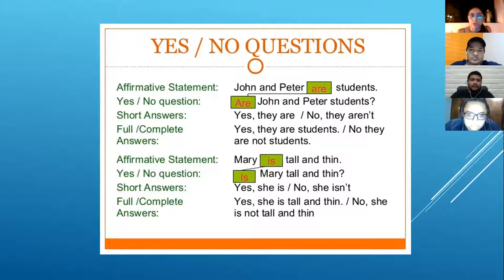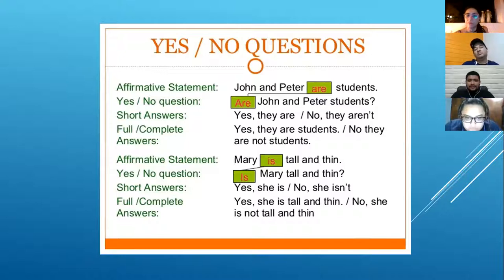Valdo, can you read block number 2, please? Affirmative statement. Excellent, yes. Mary is tall and thin. Very good, yes. Yes or no question. Is Mary tall and thin? Your answer? Yes. Yes, she is. No, she isn't. Excellent. Complete answer. Yes, she is tall and thin. Or no, she is not tall and thin.